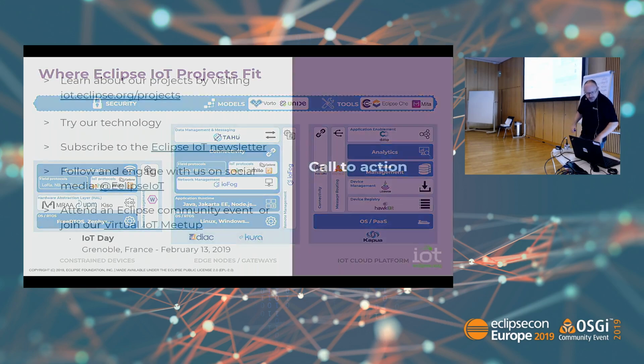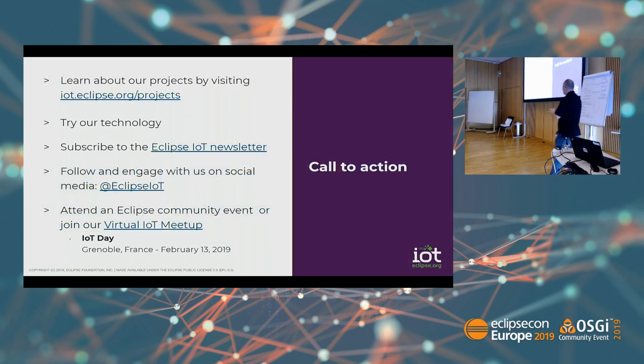Okay, so now my call to action. You go to iot.eclipse.org/projects and have a look at what we have, because there are some projects I didn't cover. Please try them. Everything is open source, okay? So no fee, no obligation, nothing. Subscribe to our newsletter, follow us on Twitter, and participate in our virtual IoT meetup. And we'll have an IoT day in Grenoble on February 13. More details to come, but that's already on the calendar.